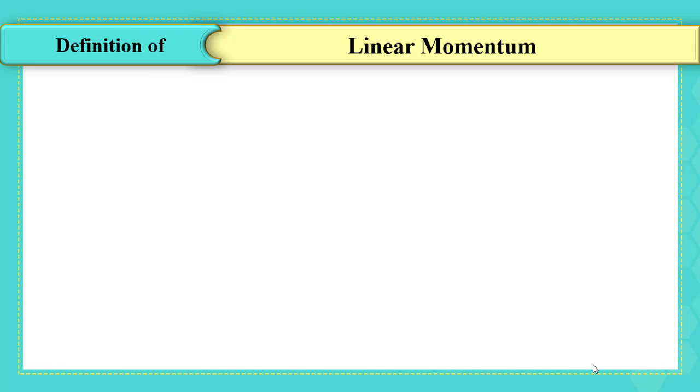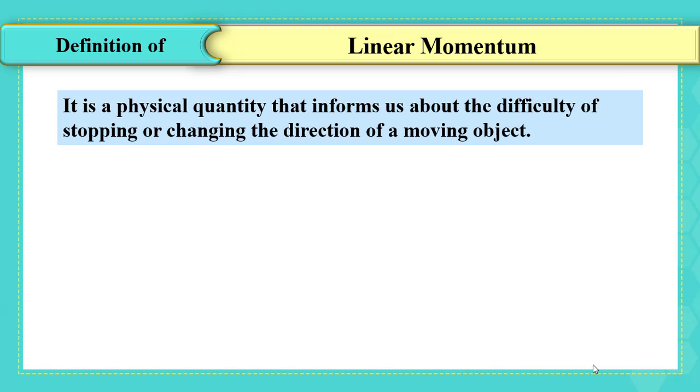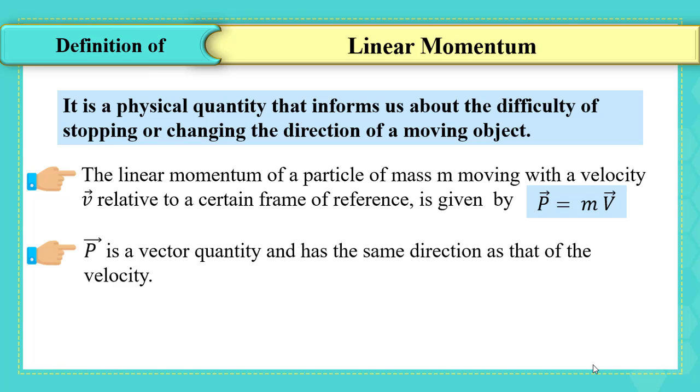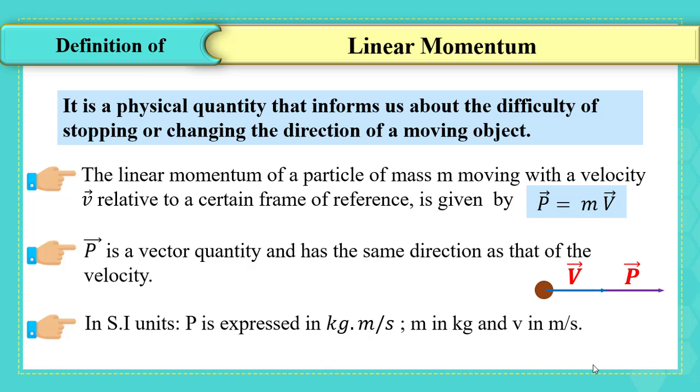We conclude that the mass and the velocity play a major role in studying motion, and this gives us the definition of linear momentum, which is a physical quantity that informs us about the difficulty of stopping or changing the direction of a moving object. The linear momentum then of a particle of mass m moving with a velocity v can be expressed as p vector, the symbol of linear momentum, equals the mass of the system times the velocity vector. p and v vector should have the same direction because they are collinear, and the unit of p is kilogram meter per second because m is expressed in kilogram and v is expressed in meter per second.